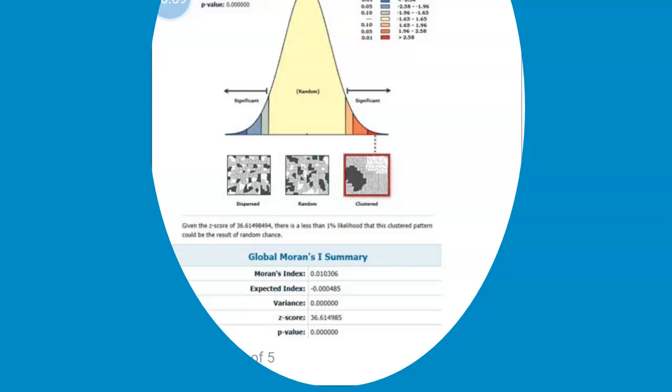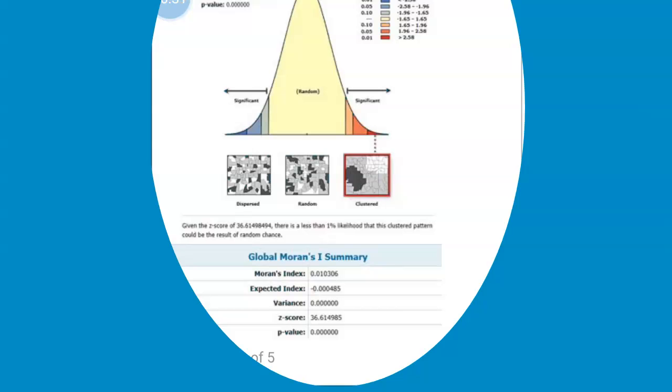And in this video, instead of going right in and talking about some sort of demonstration or some sort of skill, I wanted to spend a little bit of time talking about a concept. And that concept is the idea of spatial autocorrelation.